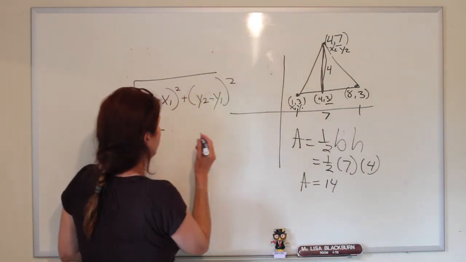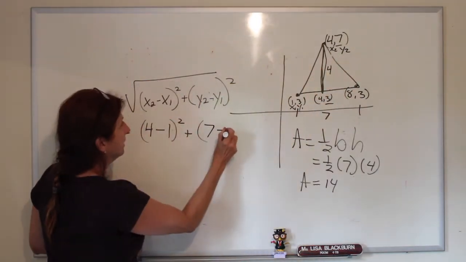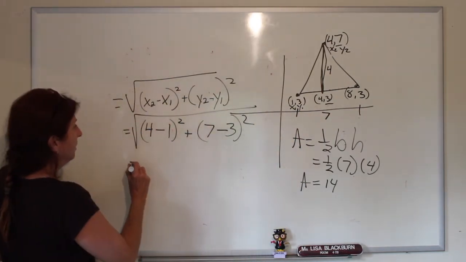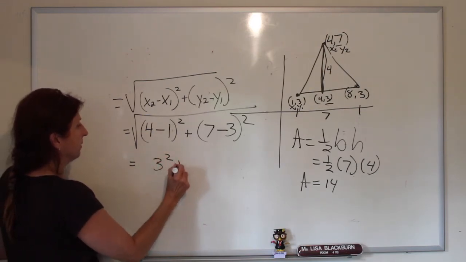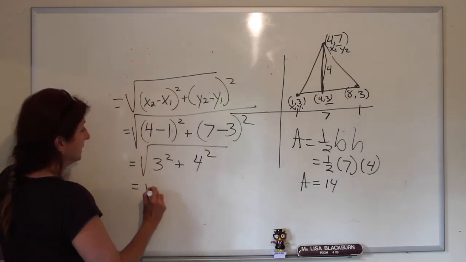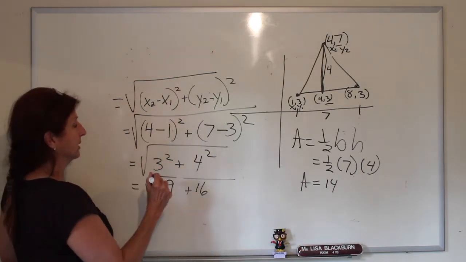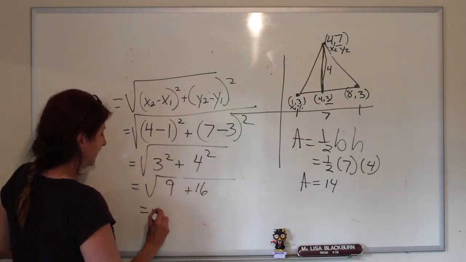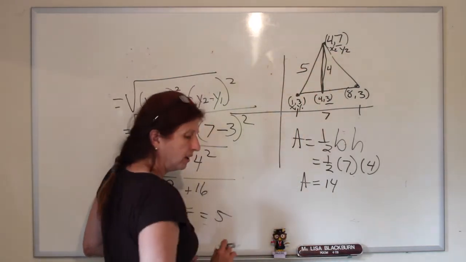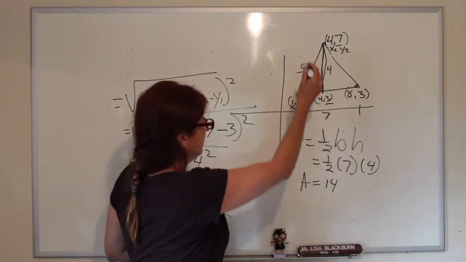So we're going to do 4 minus 1 squared plus, we go to y2 is 7, minus y1 is 3, squared, all square rooted. 4 minus 1 is 3 squared, plus 7 minus 3 is 4 squared, all square rooted, which equals 9 plus 16, not squared, don't do it twice, equals 25 square rooted, so this side is 5. Ta-da! Let's see if I did all that math in my head right. Yes, I did.